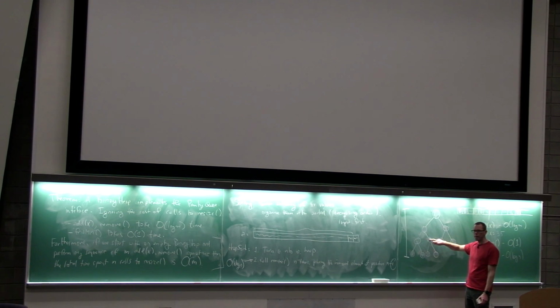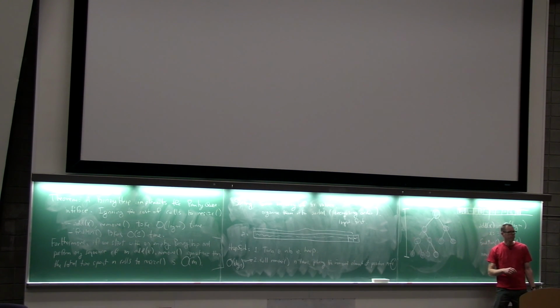We need to deal with this guy. So what do we know about this guy? We know that it has 2 children, and they're already both heaps. But the value here might not be the right value. So have we seen that problem before? Where did we encounter this?